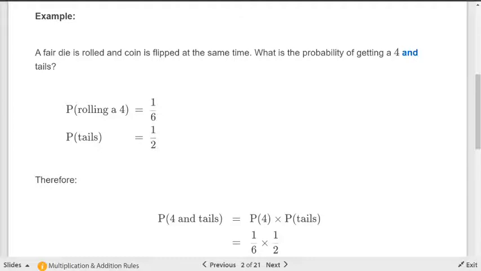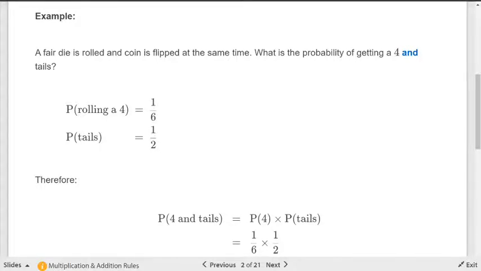Okay? Well, all I have to do is look first at the connecting word. I want a 4 and a tails. And AND is the magic word in probability that means what operation? Multiply. Okay? So all I need to do is find each probability and then multiply those probabilities together.